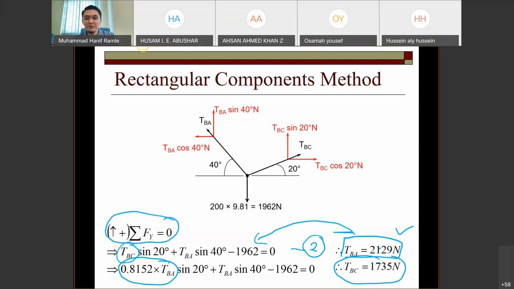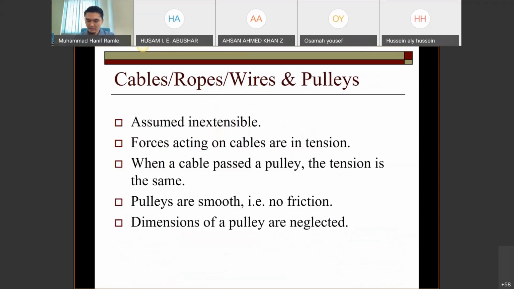So if you're not sure, what I can say is that you have to go to exercise, then we can know if it's easy or difficult. Exercise will be at the end. Okay, go to cables and ropes and wires and pulley.